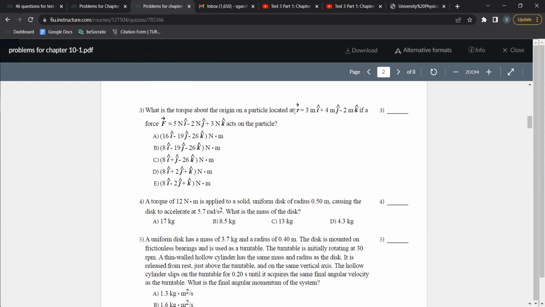So we have our r vector and our force vector. The question is, what is the torque about the origin of a particle located at r equals 3 in the i direction, 4 in the j direction, and -2 in the k direction, if a force F of 5 in the i direction, -2 in the j, and +3 in the k acts on the particle. So the way we set that up is we have to do an ugly mathematical process.